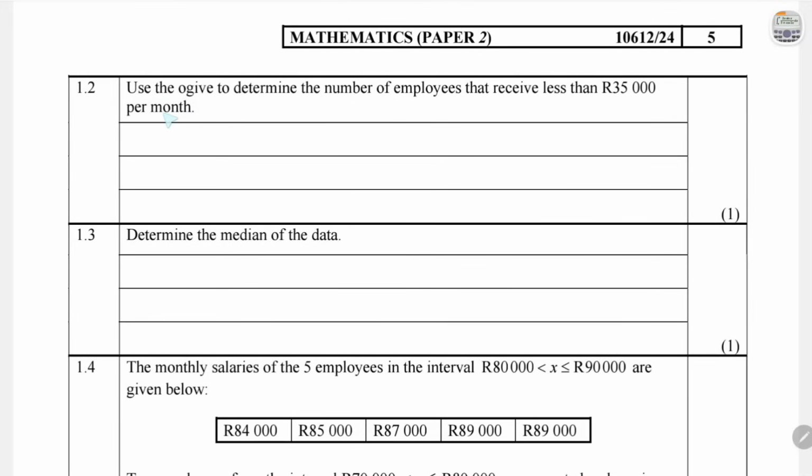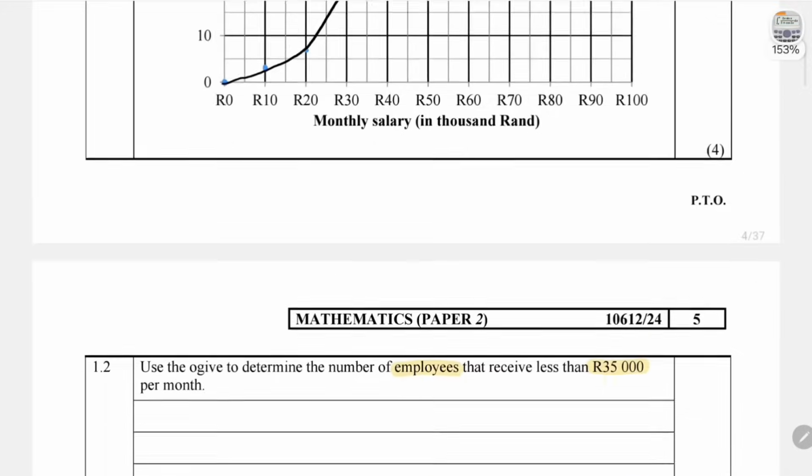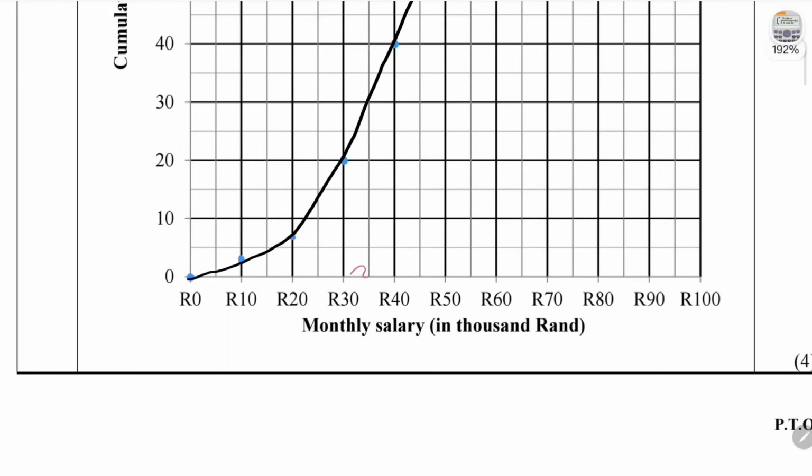Question 1.2 says, use the ogive to determine the number of employees that received less than 35,000 rand per month. Okay, so we're just going to 35,000 on the x-axis because that's where the money is. And then we're going to check how many employees fall into this category. So we're going to go to 35,000. So that's between 30,000 and 40,000.